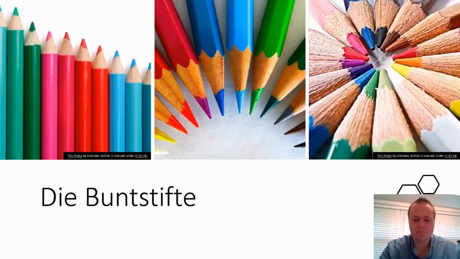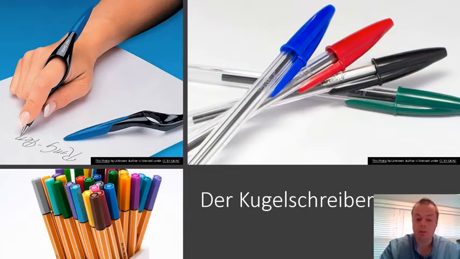The next one is going to be die Buntstifte. Bunt means colorful. Stift means a stick thing that writes. So this is a colorful stick thing that writes, as in colored pencil. Oh, here is der Kugelschreiber. So Kugelschreiber. It is a pen. Kugel means ball. Schreiber means writing. So a ballpoint pen is a Kugelschreiber.